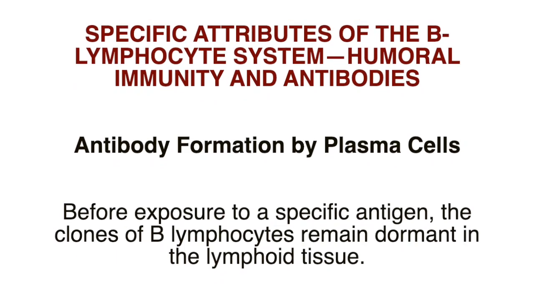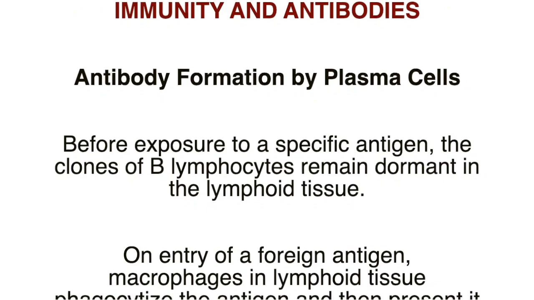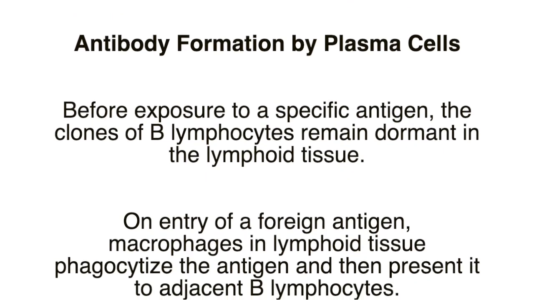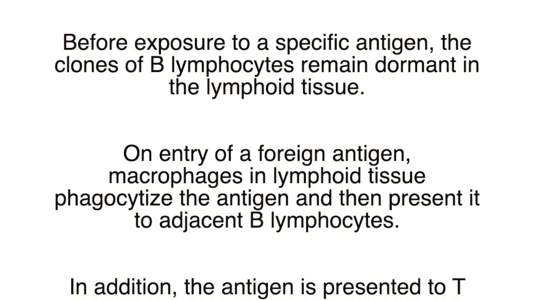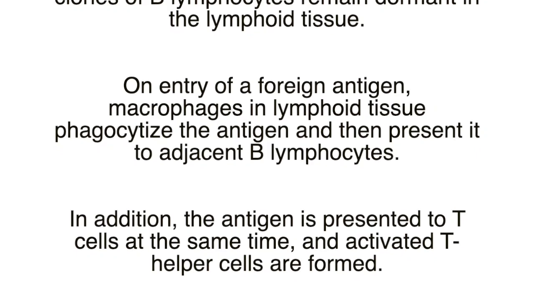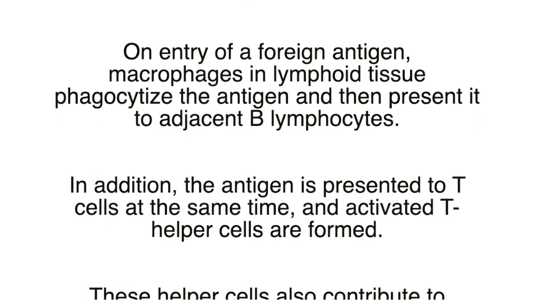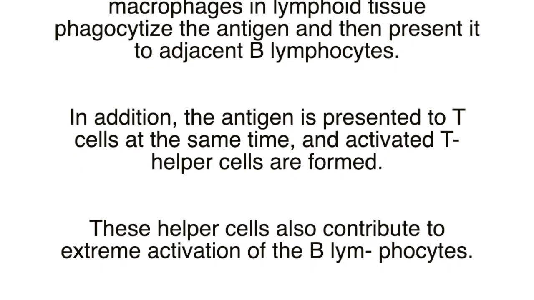On entry of a foreign antigen, macrophages in lymphoid tissue phagocytose the antigen and then present it to adjacent B lymphocytes. In addition, the antigen is presented to T cells at the same time and activated T helper cells are formed. These helper cells also contribute to the extreme activation of the B lymphocyte.